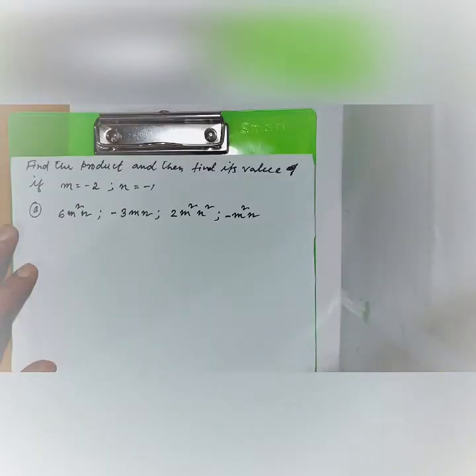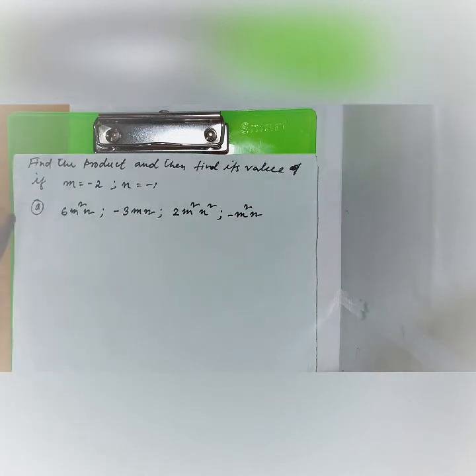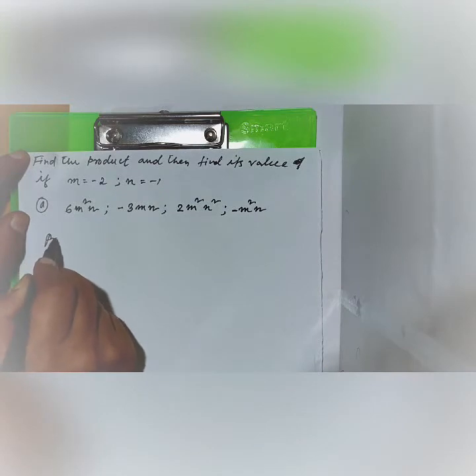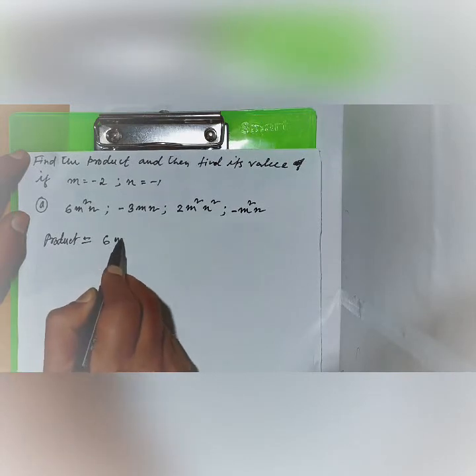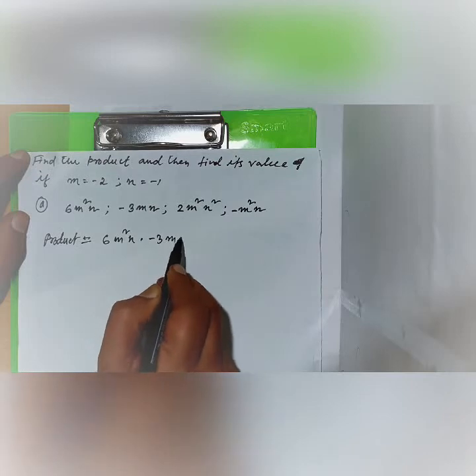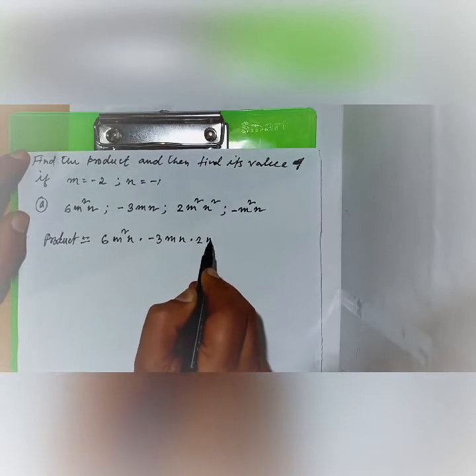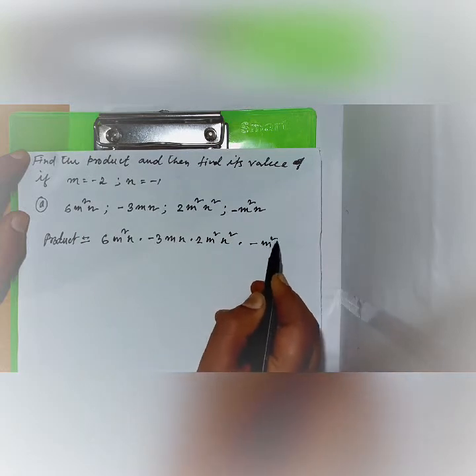Now this question: find the product and then find its value if m equals -2 and n equals -1. So first you find the product, and then substitute the value. So the product is m square n into -3mn into 2m square n square into -1 m square, and here you can write 1.